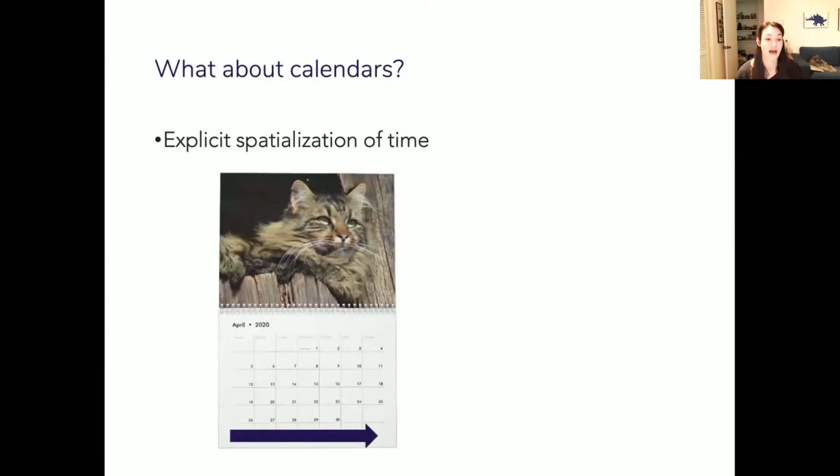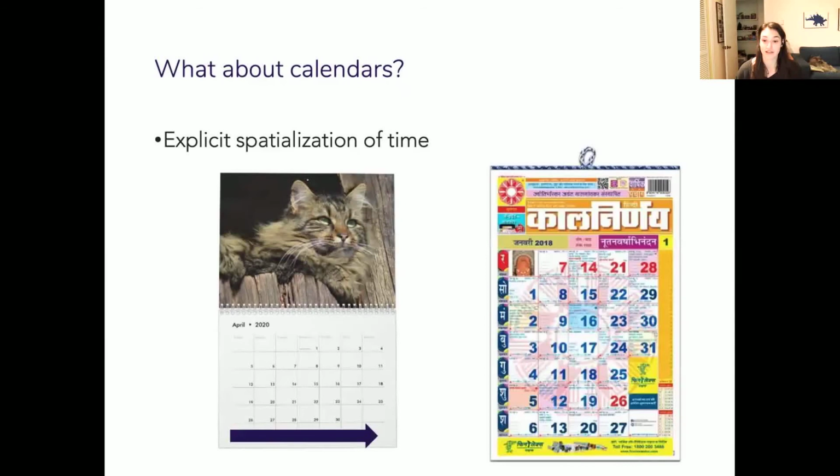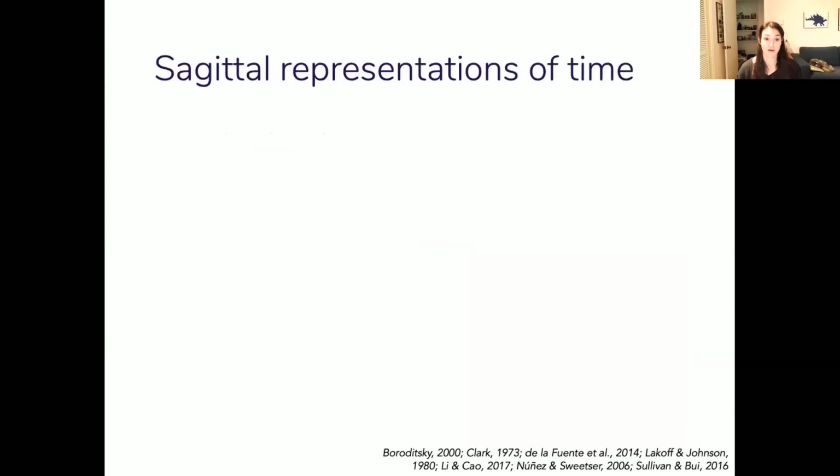But some cultures arrange their calendars in other ways independent of writing direction. So many of the most common languages in India, including Hindi, Gujarati, and Tamil, are written from left to right. But we see in regions where these languages are common, calendars like this, where the days of the week are oriented vertically. So here we're seeing a dissociation between writing direction and explicit spatialization of time. And I'm very interested in how this dissociation may be reflected in how people orient their mental timelines in these cultures.